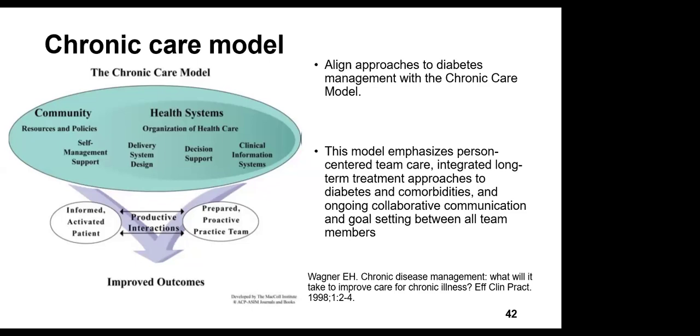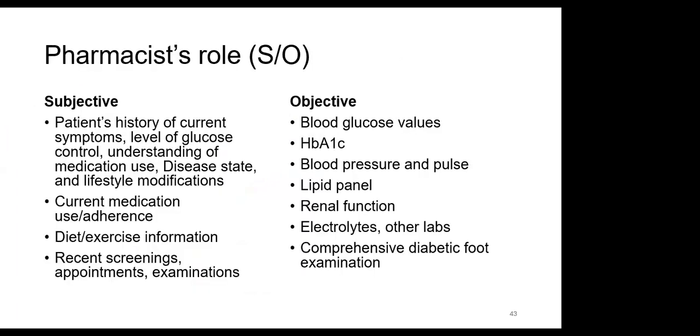You're basically looking at things like food insecurity, housing. Are there any financial barriers? Are they able to get support from the community? Things like that are quite important. So the role of the pharmacist, again, care plan.